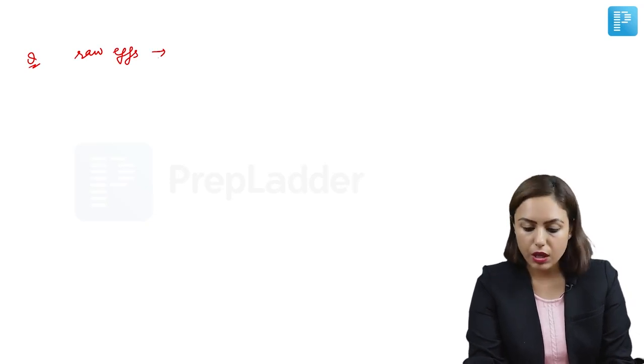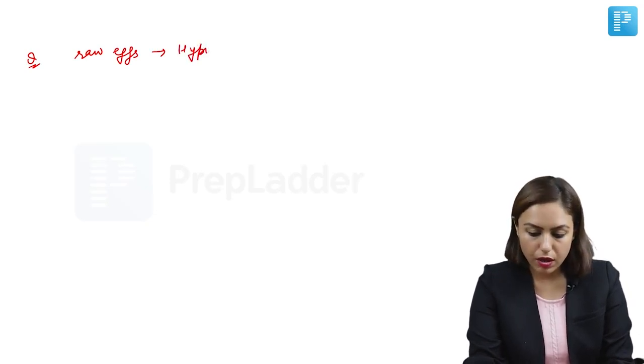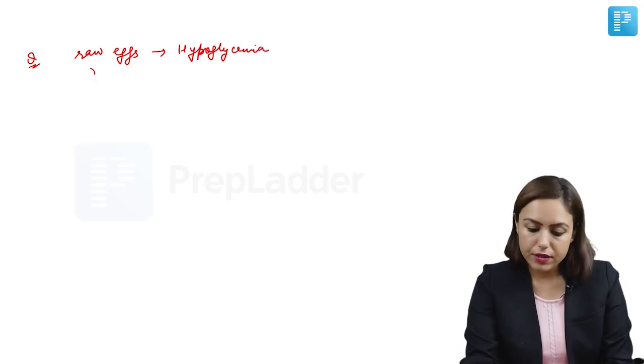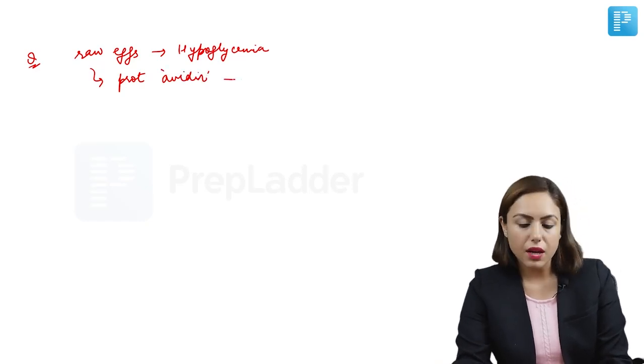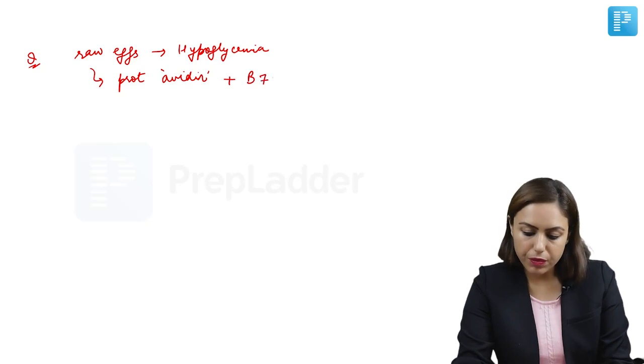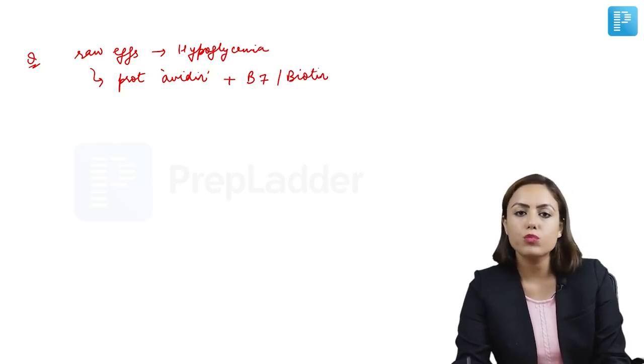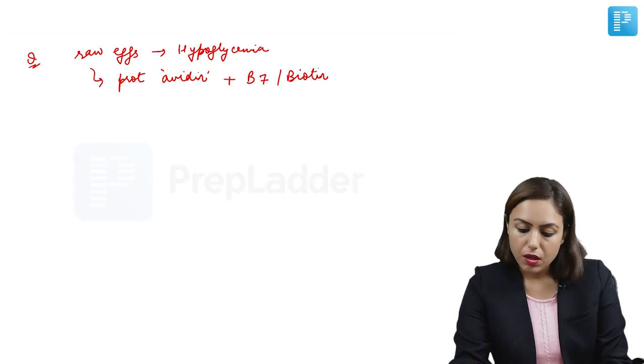Then a clinical question was asked, that a person consumes raw eggs, and one day he fell down, so he had hypoglycemia. What is the reason? Look, raw eggs have a protein named avidin. This tightly binds with vitamin B7 or biotin, and it will not allow the absorption of biotin. So there will be biotin or B7 deficiency in this person.